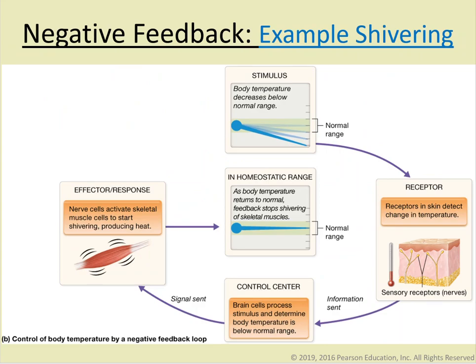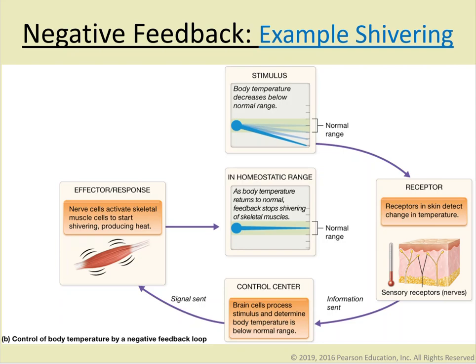Here's an example of the negative feedback in the human body. This one is an example of shivering. So when it's cold outside and you walk outside, your body temperature might start to decrease a little. Immediately, your body needs to have a response because you can't have your body temperature too low or it can kill you.